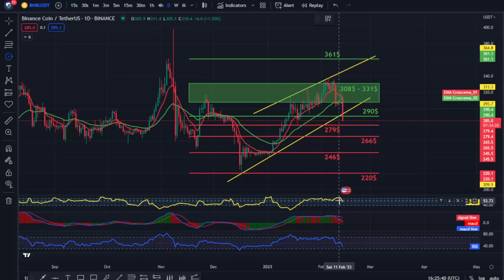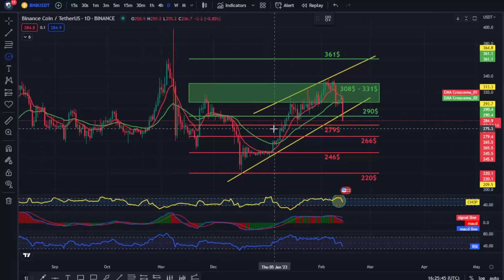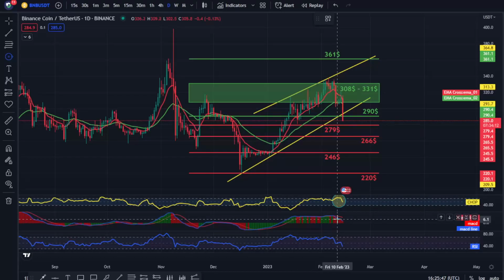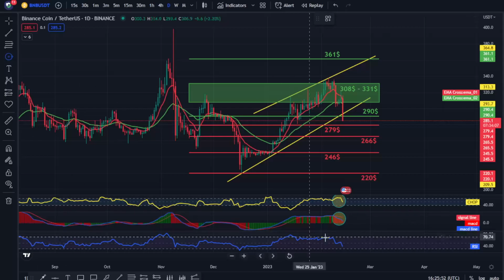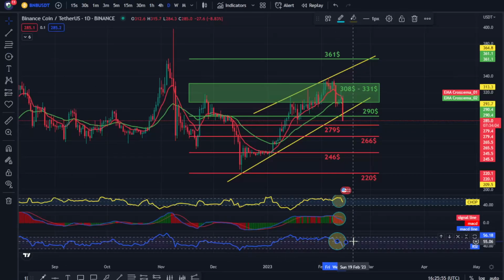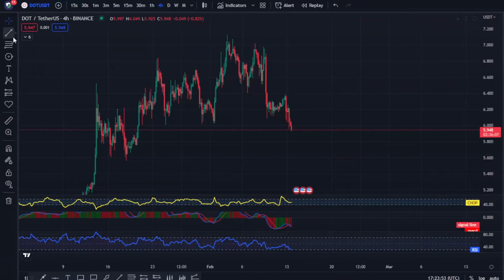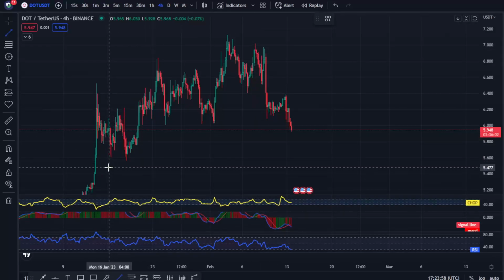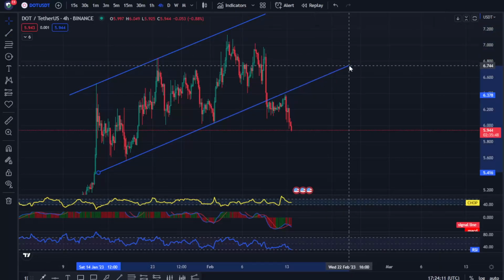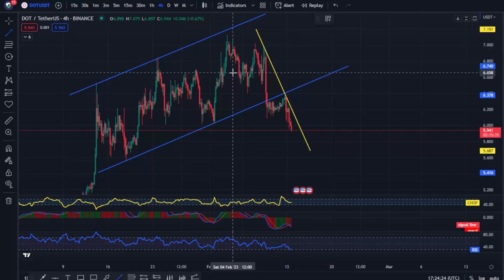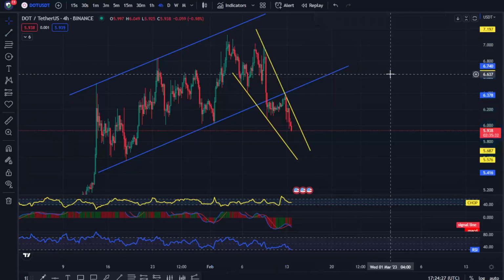The CHOP index indicates that the collected energy is used for the current correction. The MACD indicates entering a downtrend, while the RSI has a further rebound and is approaching the lower end of the range. The last one in today's chart is the DOT chart against USDT on a 4-hour interval. First of all, we will use the blue lines to mark the uptrend channel from which the price has gone down, while the yellow lines will mark the downtrend channel in which we are currently moving.